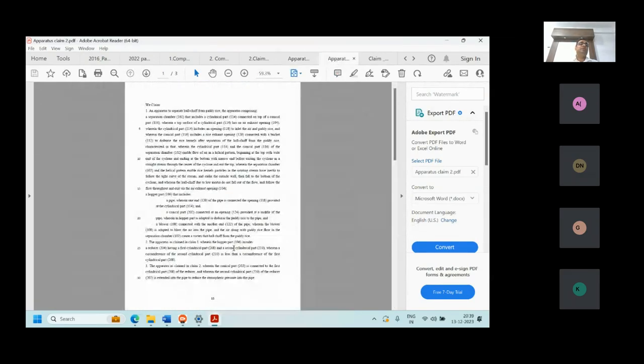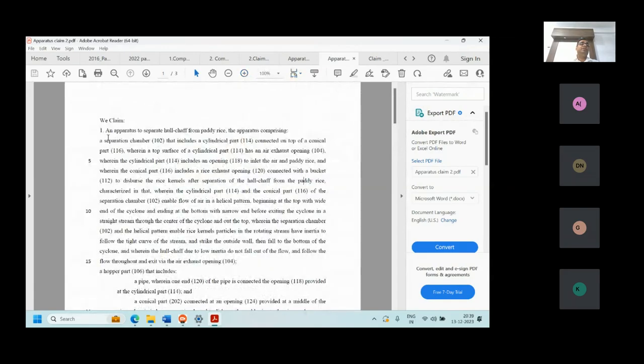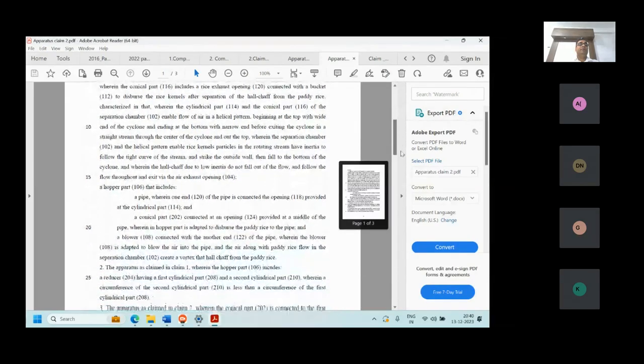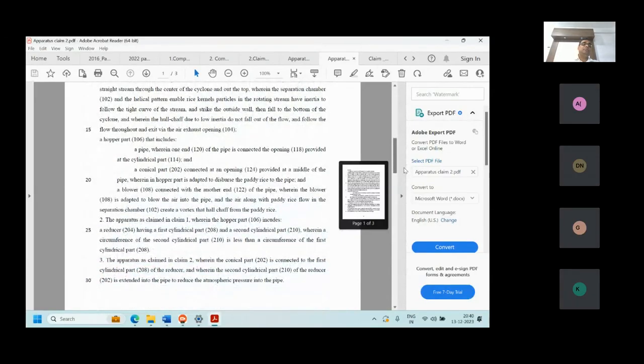Read this also. This I will be sharing. This is how to separate hull. See here, this is a better way of writing what I was saying. An apparatus to separate hull shaft from paddy rice, comma, the apparatus comprises. Not wherein the apparatus comprises. Why am I using the apparatus again? Just to make sure you are not confused with the paddy rice. That's why, nothing else. And this is how everything is there. This is one big claim.